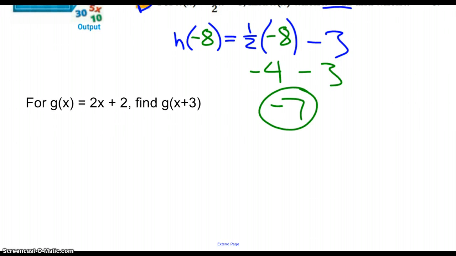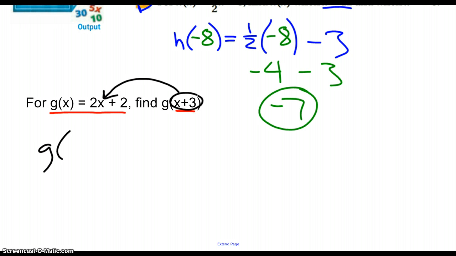Lastly, kind of a challenge problem here, but not too bad. You can also put stuff in, for instance, you don't have to put in a number. Alright, you can get an algebraic expression for an answer. So if my function is g of x equals 2x plus 2, find g of x plus 3. So all I'm going to do is take this x plus 3 and I'm going to put it in for x and see what we get.